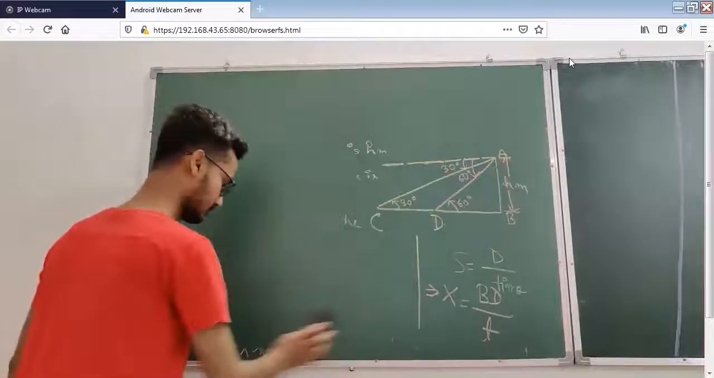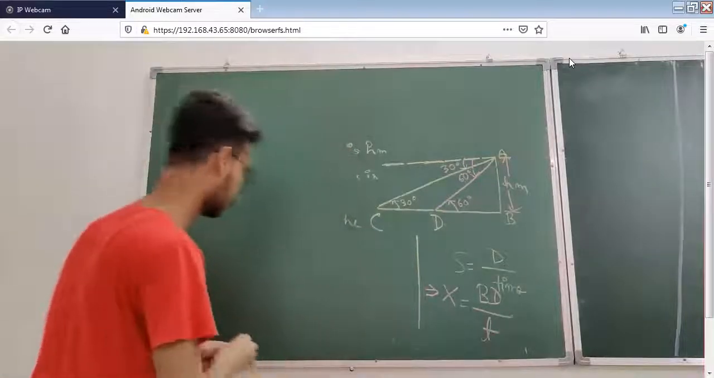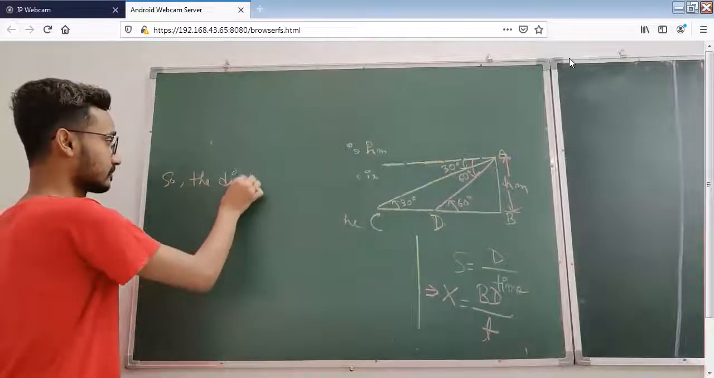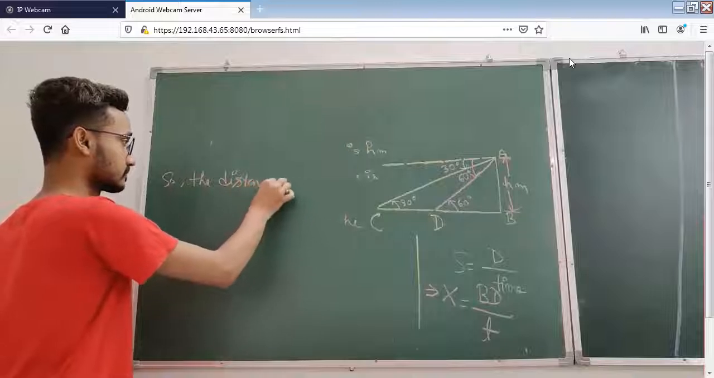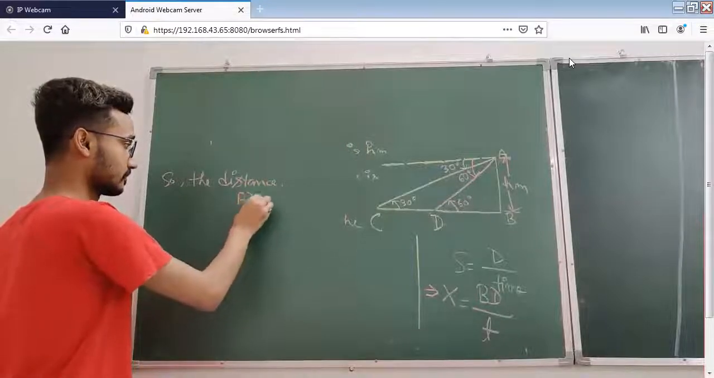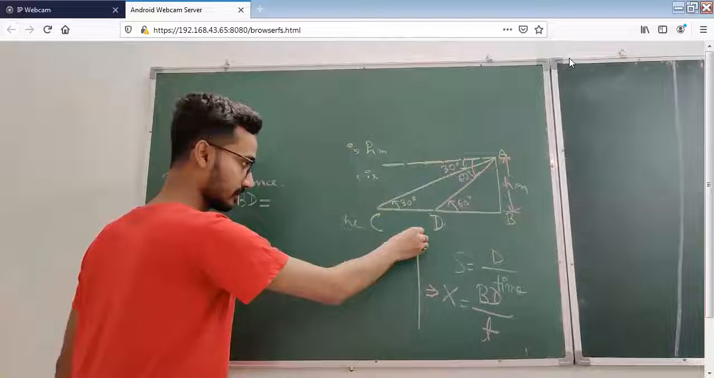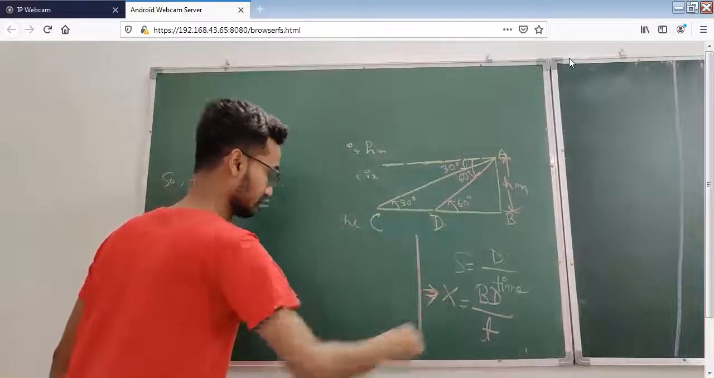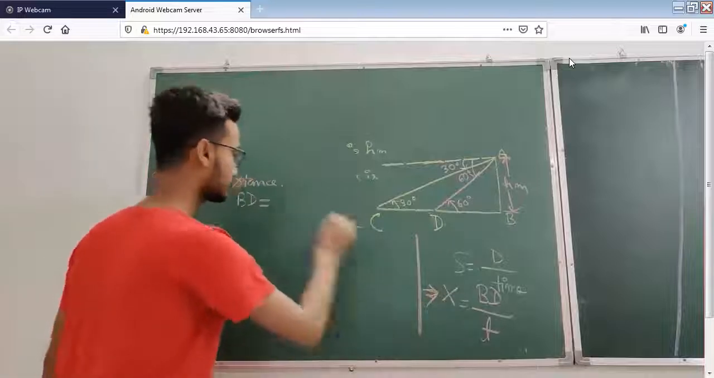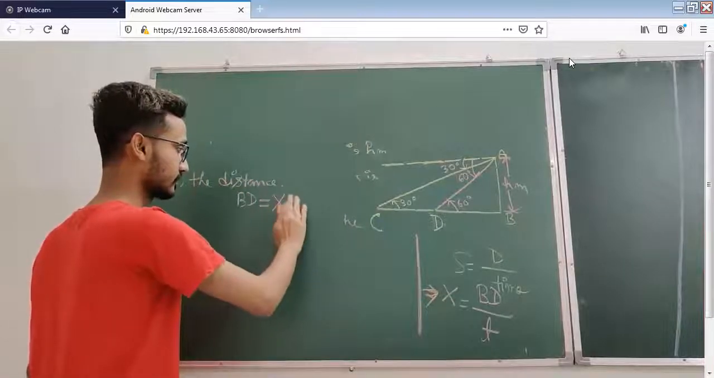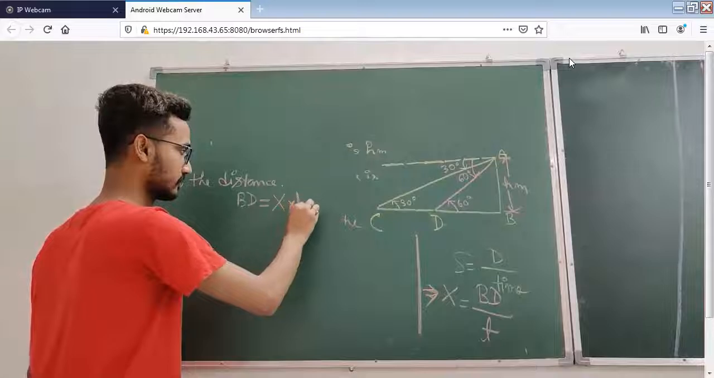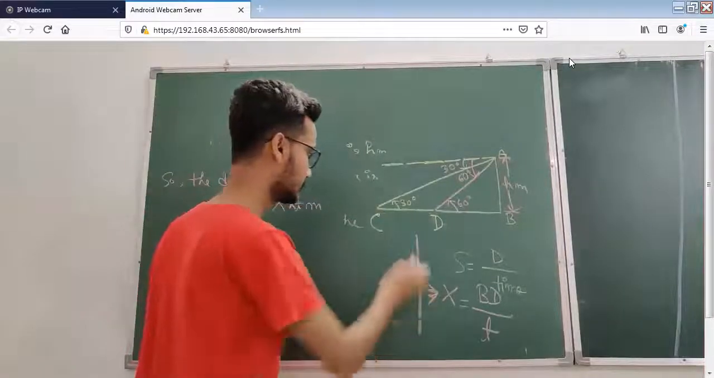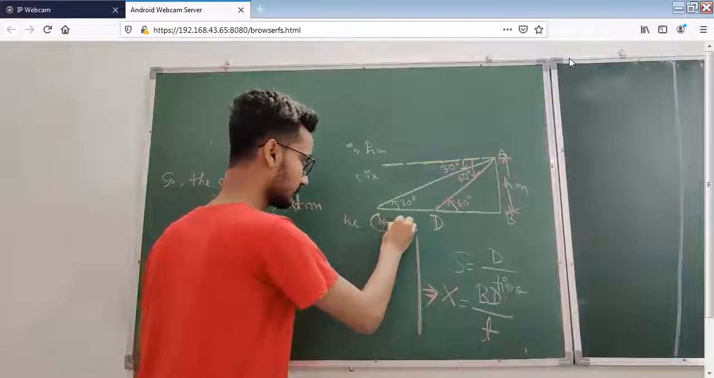Now see, write down. The distance BD, you can write this one along with the question. So the distance BD will be x into t meter. That means we have found this distance. This distance CD is your 6x meter.